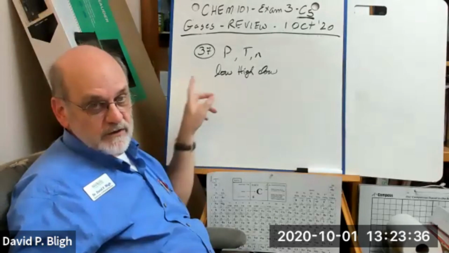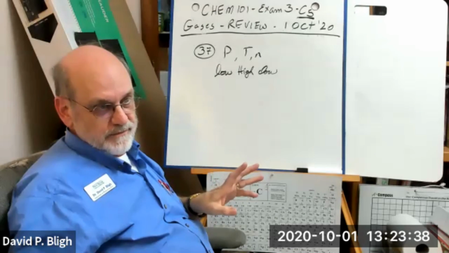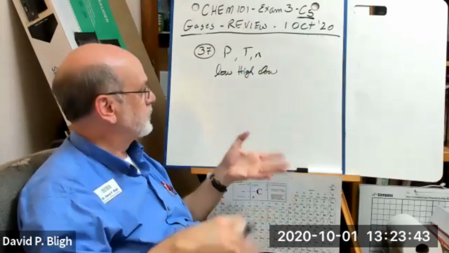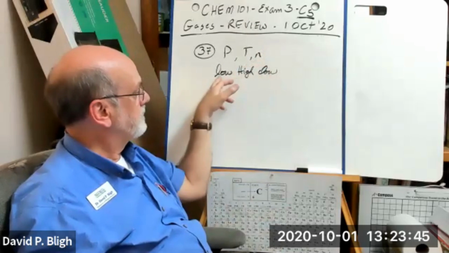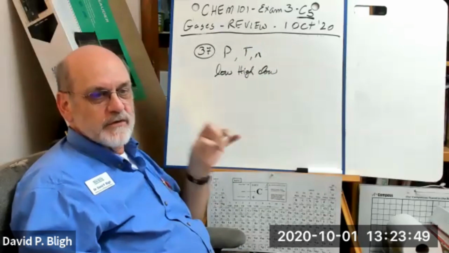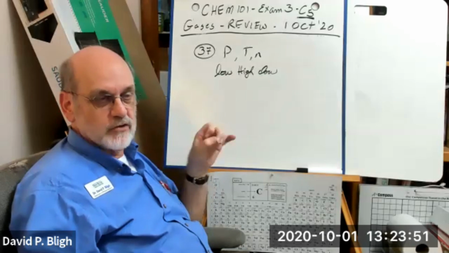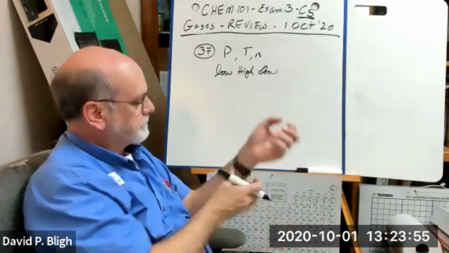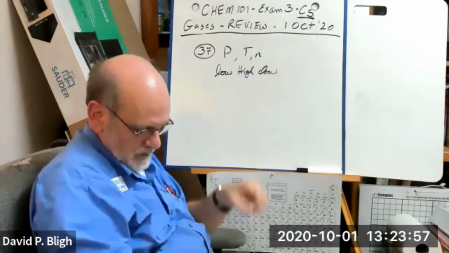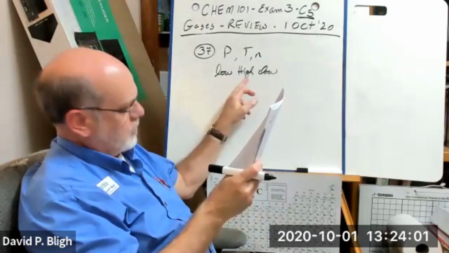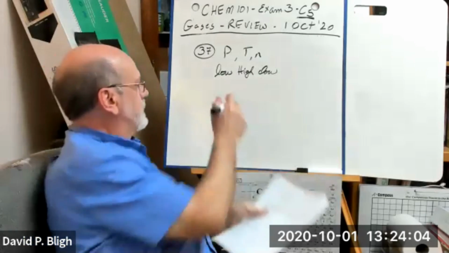Low pressure means there's large volume and just a few molecules, which is the same thing as saying low moles here. High temperature means that they're moving so fast that intermolecular interactions don't have a chance to work. Okay, so that means low, high, low is BE.